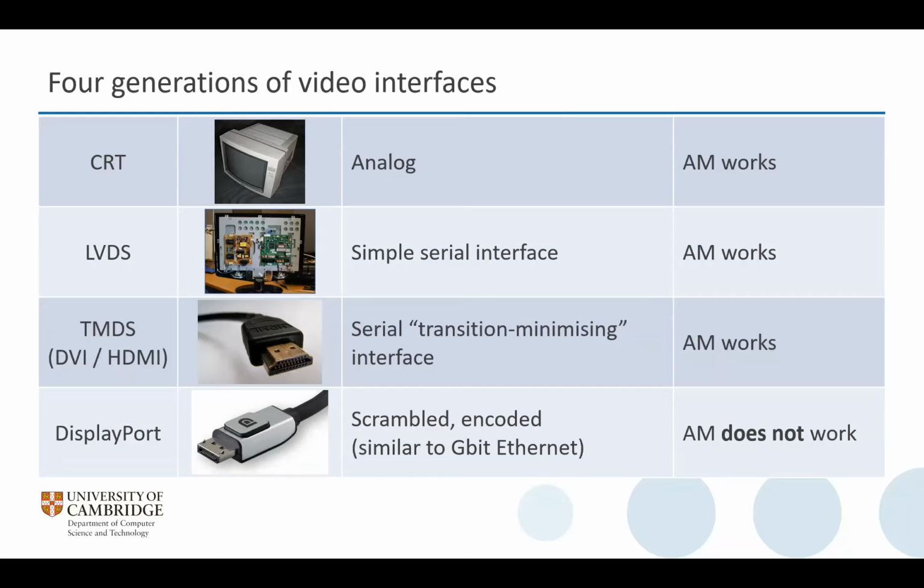And well, nowadays we have a 4th generation of interfaces, which is DisplayPort. And that is a significantly more complicated protocol. And most important for us, it has a scrambler similar to what Gigabit Ethernet does that we'll go on about in a minute. And due to this, the existing attacks no longer work.